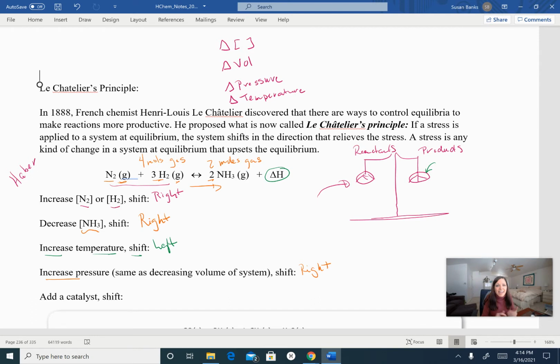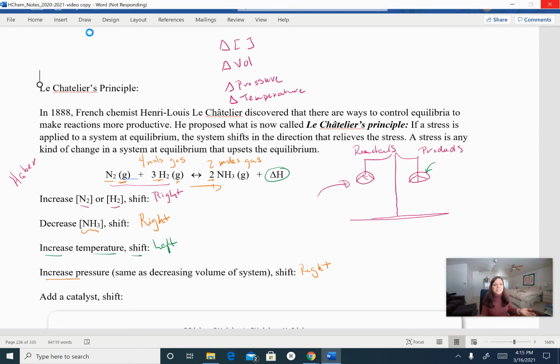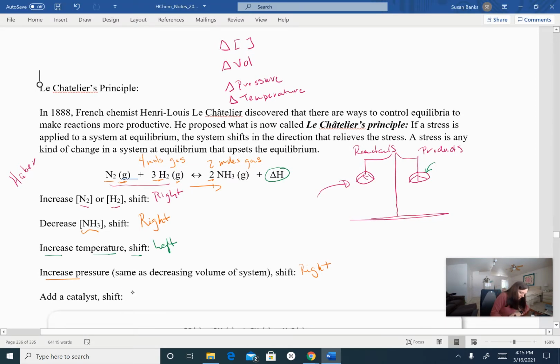Okay, what happens if I add a catalyst? Now, a catalyst just speeds up the reaction. If a reaction is at equilibrium, it means it's going both ways at the same rate. So does it change the reaction if I'm going both ways at the same rate? No, it just makes it faster. It doesn't change the reaction at all. It just gets us to the equilibrium concentration faster. That's it. So adding a catalyst is no shift whatsoever. It just gets us there faster.